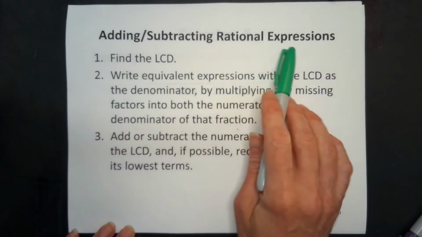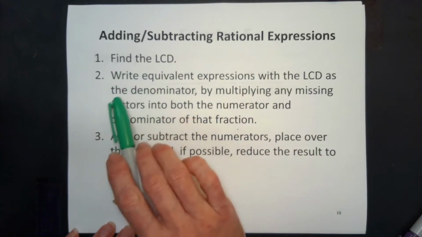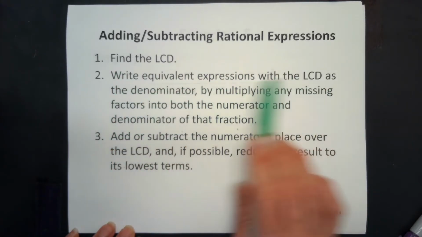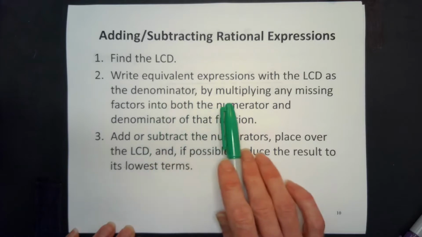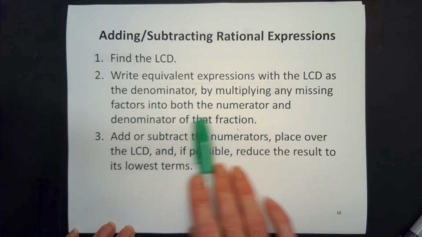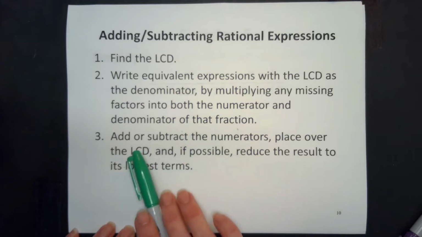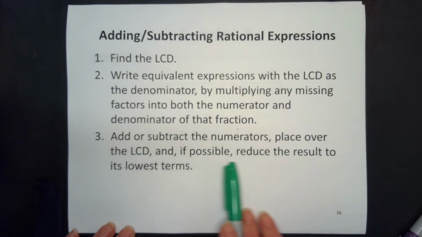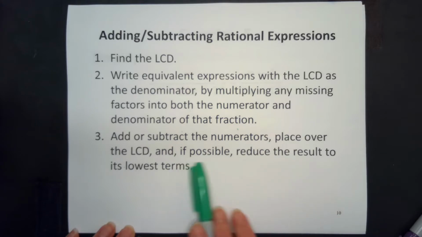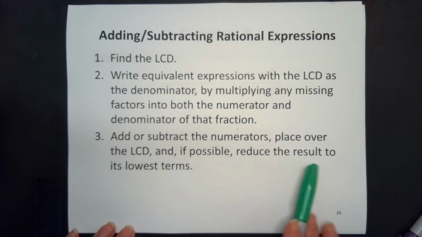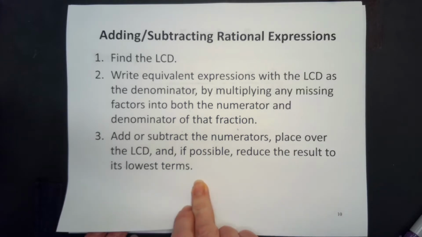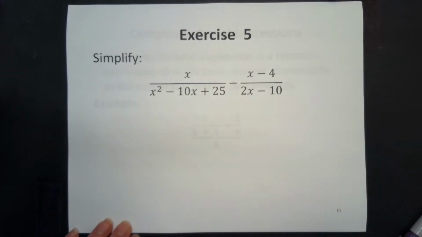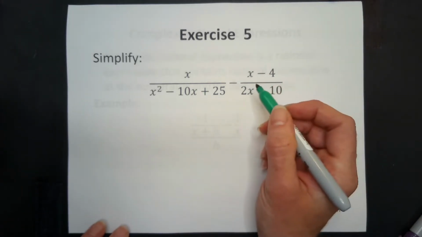Adding, subtracting rational expressions. We find the least common denominator. We write the equivalent expressions with the least common denominator as the denominator by multiplying any missing factors by both the numerator and denominator of that fraction. Add or subtract the numerators, replace over the LCD, and if possible reduce the result to lowest terms. So you always want to make sure you have it in the simplest terms. It's easier to read, easier to grade, easier to deal with in general with polynomials.